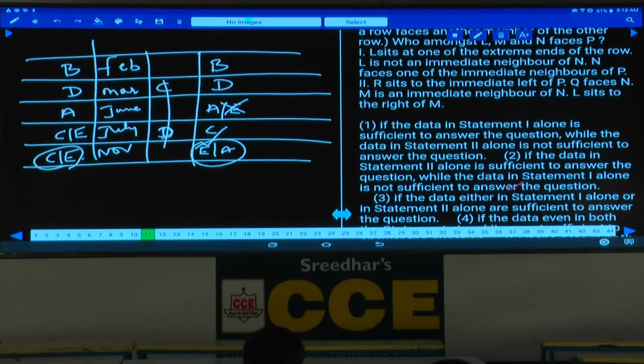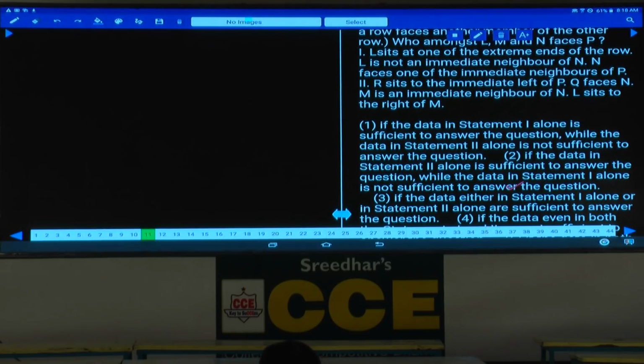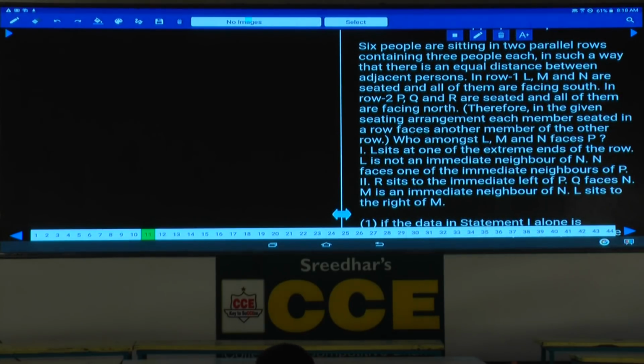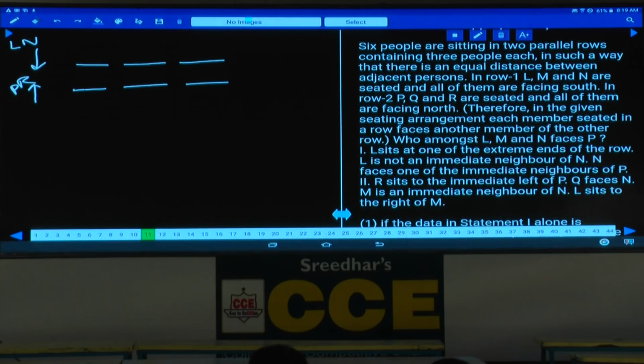Now question number 11. 6 people are seated in 2 parallel rows containing 3 people each. 1, 2, 3, 4, 5 and 6. Now in row 1, L, M and N are seated and all of them are facing south. And in row 2, P, Q and R are the persons and they are facing towards north. In the given seating arrangement, each member seated in a row faces another member of the row. Then who amongst L, M and N faces P?